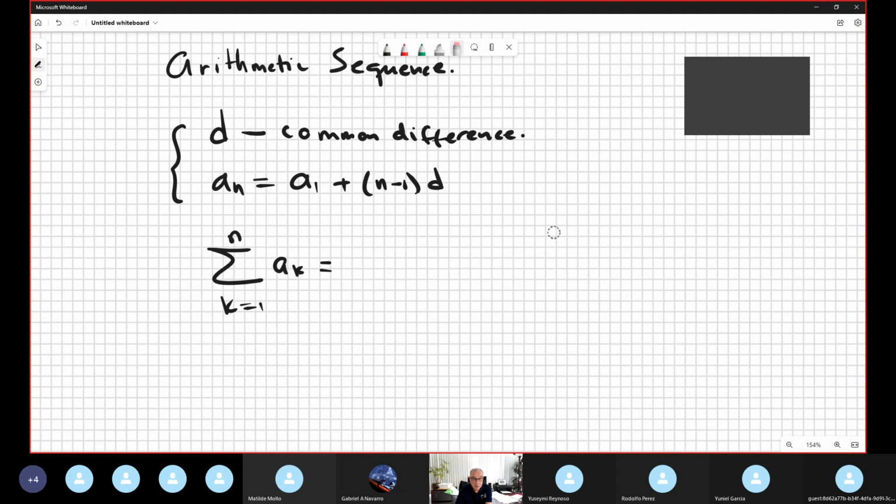It is n over 2, bracket, A1 plus A sub n. It's easy. You take the first one, is this. You take the last one, is this, and you average, adding and divided by 2, and multiplication by n. And n is the number of the terms that you are adding in the summation. Okay?